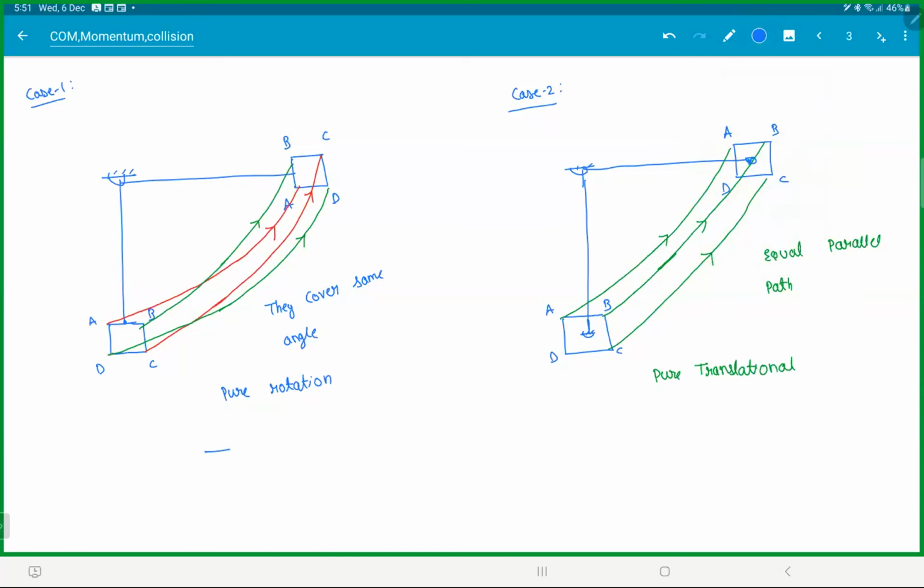So in the above examples, points A, B, C, D, all four of them go in circular motion. So you can say case one is circular motion plus rotational motion. Case two is circular motion plus translation motion. Are you getting the difference? Circular motion and rotational motion are not the same. Rotation is defined for a body. Circular motion is defined for particles, for points. So points A, B, C, D move in circular motion. Translational and rotational motion are defined for bodies.